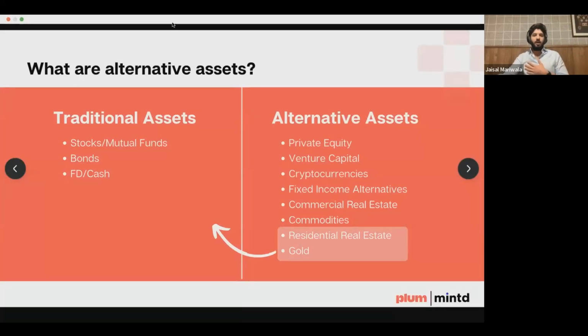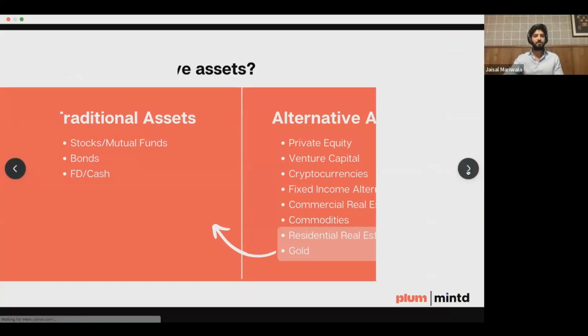So to start off with, and folks just drop it in the chat if I'm going too slow or too quickly, but to start off with, what are alternative assets? All right. So let's start with traditional assets. Traditional assets are anything that includes stocks, bonds, or cash. Alternatives are anything that's not traditional. So that includes private equity, venture capital, all the fancy risky stuff. You'll notice that real estate and commodities, so gold, are also considered alternatives. But because they make up such a big chunk of Indian portfolios already, and because we understand them, we'll leave them out of today's discussions and we'll cover everything else.